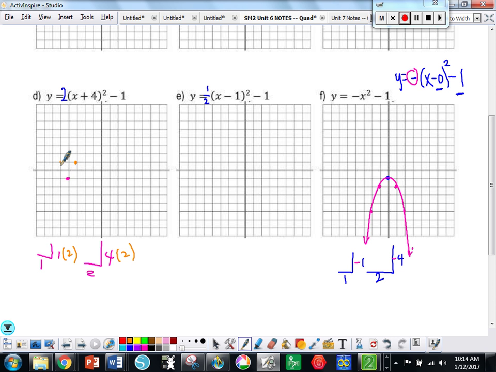And it should look, because it's kind of a stretch, right? It should look a lot skinnier than the rest. It should look like the parabola is tighter. So over 1 up 2, over 2 up 8.